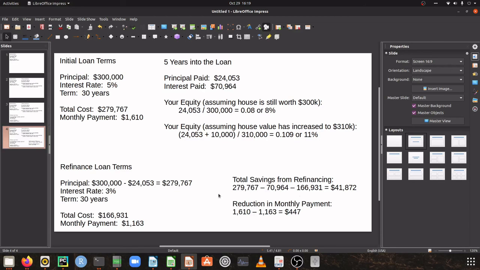giving you a calculated savings of $41,872. Now you can do the same thing for the monthly payment by starting off with the original monthly payment of $1,610, then subtract the new monthly payment for the refinanced loan, which is $1,163, giving you a reduction in your monthly payment of $447. So that's it. That's how you can use LV Financials to determine how much you could save from refinancing your home mortgage.